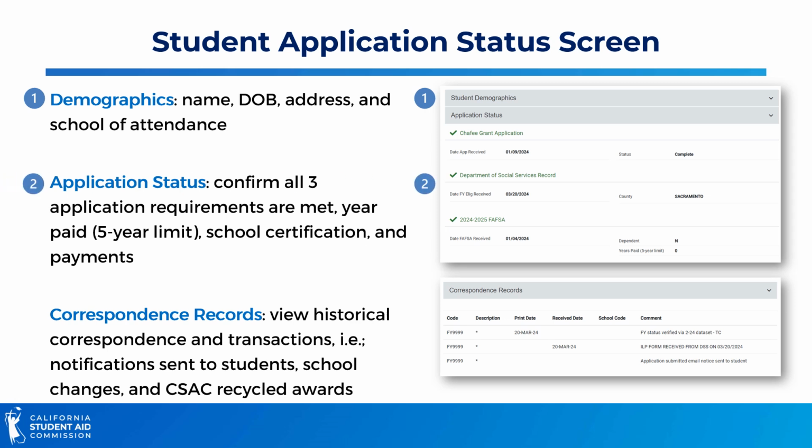The Application Status is where WebGrants users can easily see at a glance with green check marks whether all three application requirements were met. You can also view the application status, such as new applicant, non-paid renewal, and paid renewal. You could also see school certifications and payments. Finally, Correspondence Records allows you to see the various correspondence records that have been sent to the student, as well as school changes and even CSAC recycled awards.